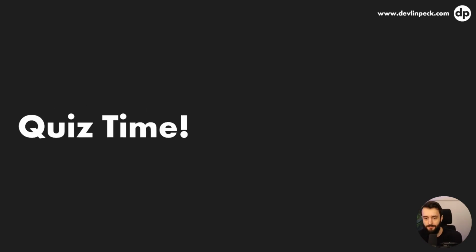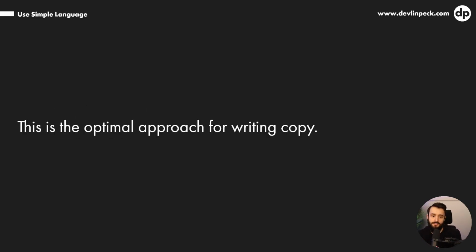So let's get some practice with this. Okay, this is the optimal approach for writing copy. Is this using this simple language principle or could the language be made simpler? I will tell you, this language could be made simpler. And if you're going to practice doing any of these, I would suggest practice rewriting the ones in this section. I said earlier, one of the other tips was the most important, but this one is very important too.